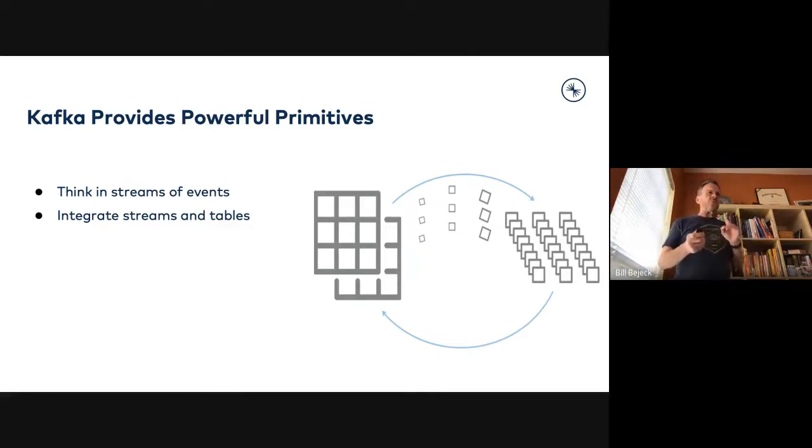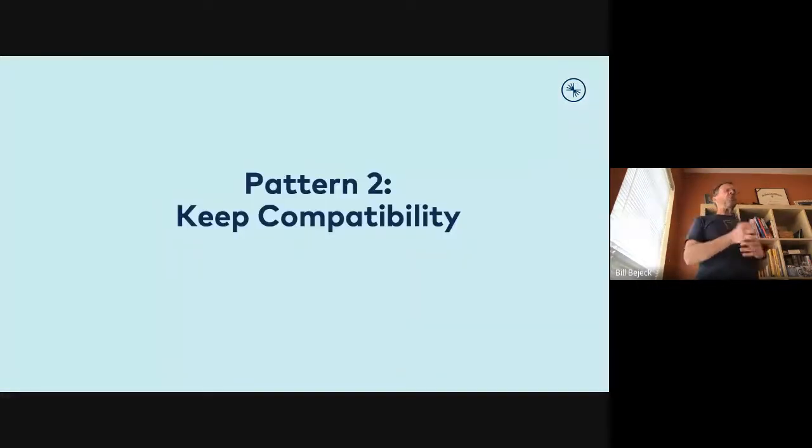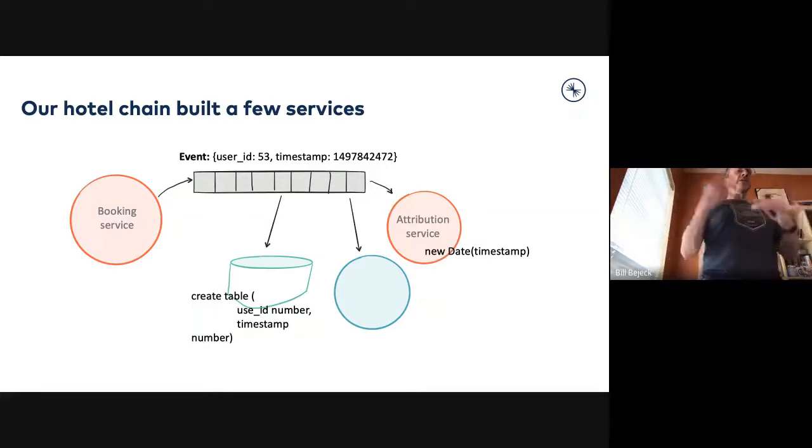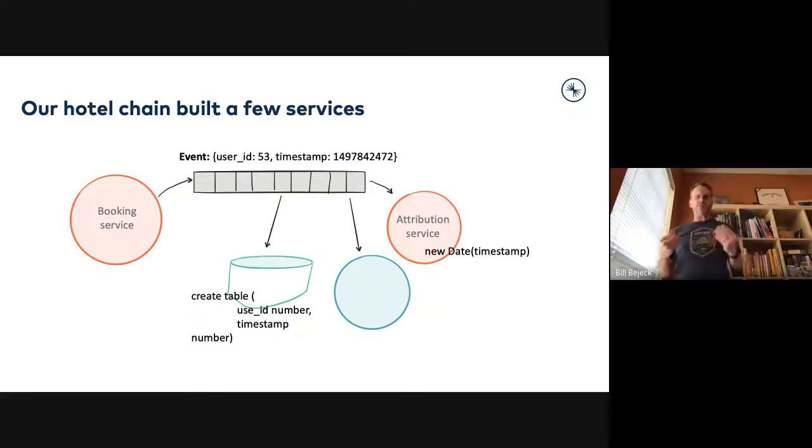So this leads us to our next pattern, because we're talking about sharing events, and events not meaning the same thing to everybody. And that's, we want to keep compatibility between our systems. And to make the point, I'll walk through an example of what I mean by this. Okay, going back to our hotel chain, they've built up services. You've got this event stream coming in, you've got some microservices reading from this event stream, and they're doing different things with the data.